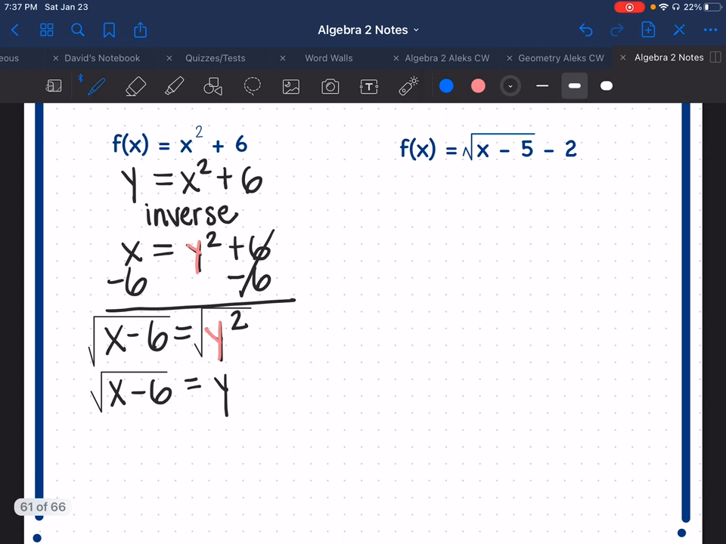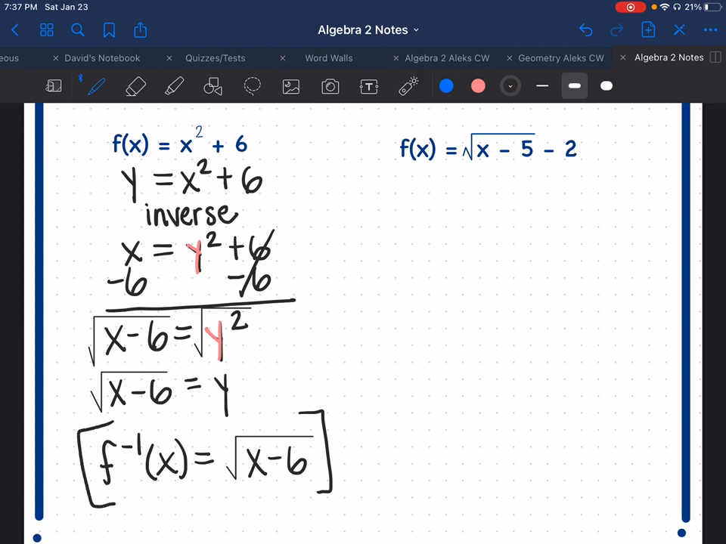So I'm just going to change to my inverse function notation. Make my square root look nice for you guys. This would be my solution. Okay? Notice I started with a quadratic, I ended with an inverse function that's a square root. That should always happen. You start with a quadratic, you end with a square root.